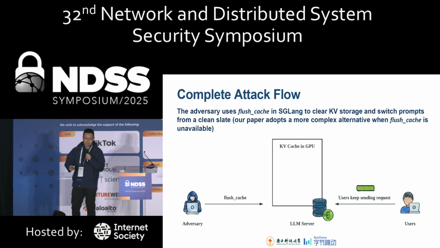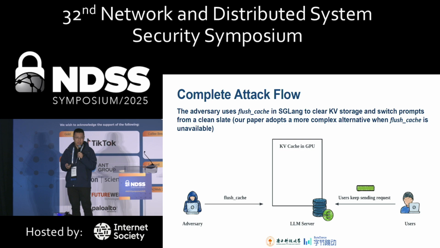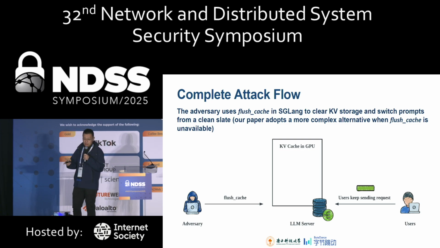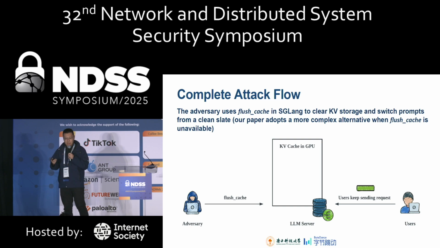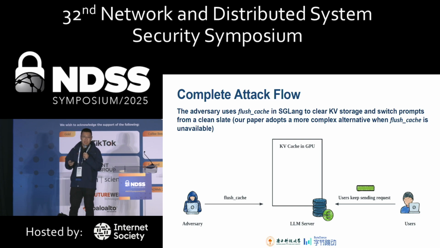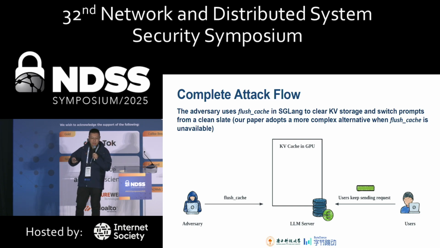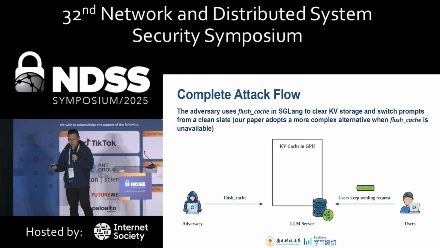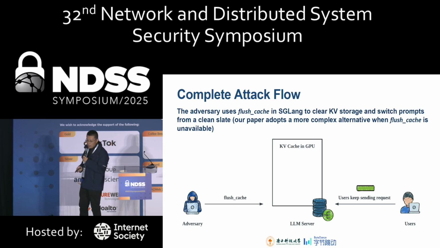But in order to do so, the attacker needs to first flush the entire KV cache to start over, and the technique to flush the cache can either be using a function called flush cache that is available in SGLang, or if that function is not available, the attacker can use some other techniques. We actually documented one of the more complex methods in our paper. If you're interested, take a look.